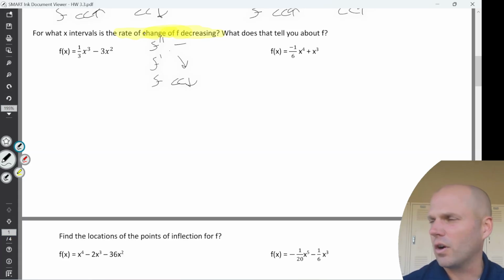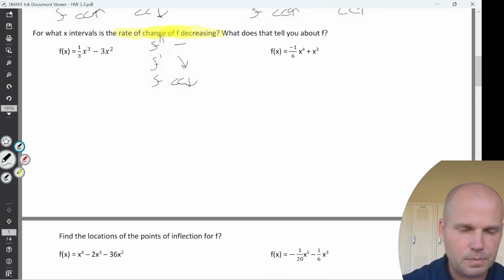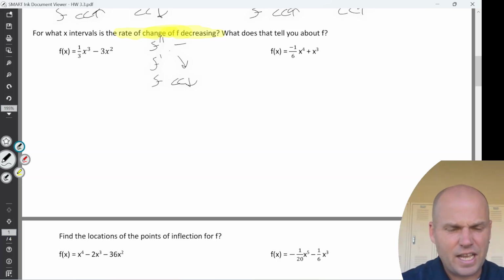I'm going to break out more rate of change questions next class. Rate of change increasing, rate of change positive, rate of change negative. But it's just a slope. Cool. What does that tell you about f? F is concave down.